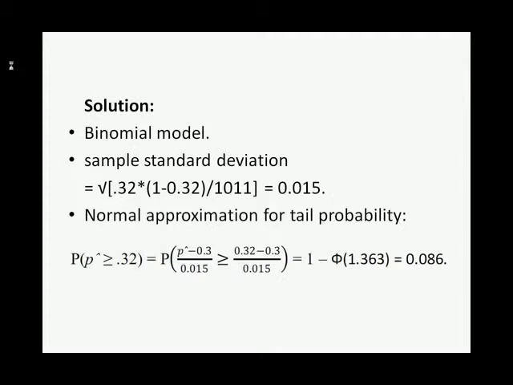Now, to obtain our required tail probability, we use the normal approximation because the sample size here is quite large. Using this approximation, the probability that p hat is greater than 0.32 is found by first scaling by the mean and standard deviation of the population, and that is equal to 1 minus large phi of 1.360, where large phi is the normal CDF, and this equals 0.086. This is our required probability. Assuming the mean of the population is 0.3, we get a sample proportion of more than 0.32.